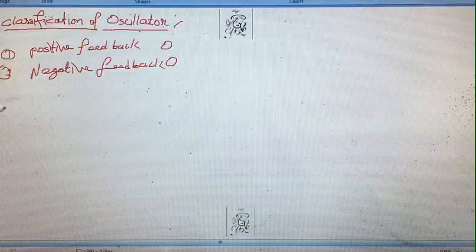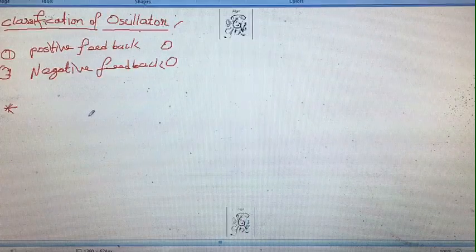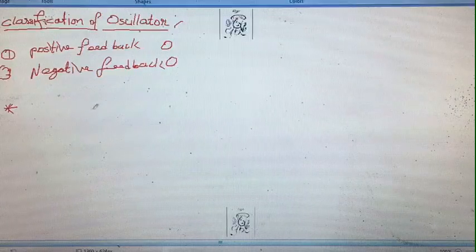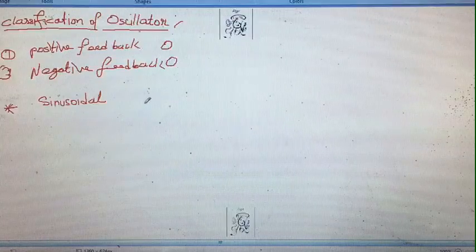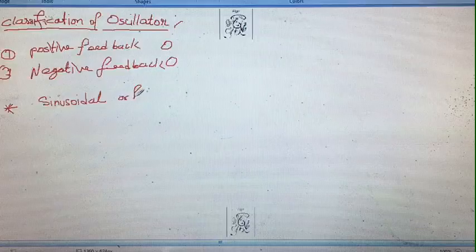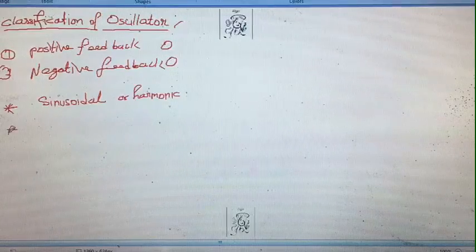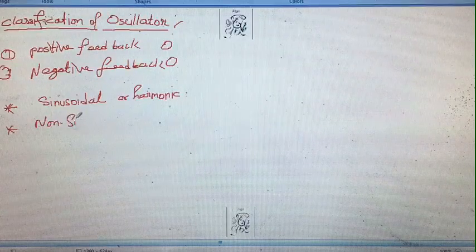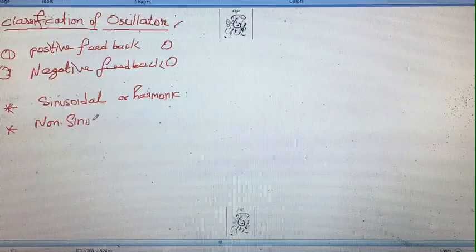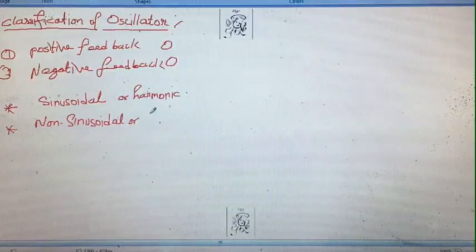And another way of classification of oscillator is on the basis of the waveform generated by the oscillator. On this basis, it is classified in two ways: sinusoidal or harmonic oscillator, and second one is non-sinusoidal or relaxation oscillator.